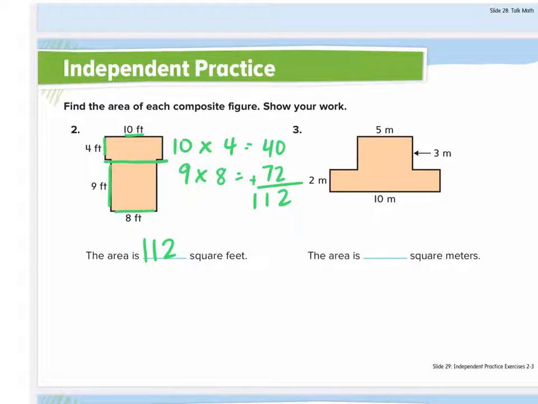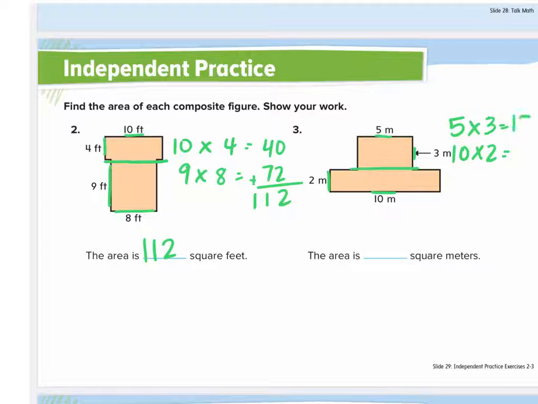Okay, again over here I'm going to divide it the easiest way so that I don't have to do any extra work. They've already given me a length and a width for the top rectangle and a length and a width for the bottom rectangle. So 5 times 3 and 10 times 2.